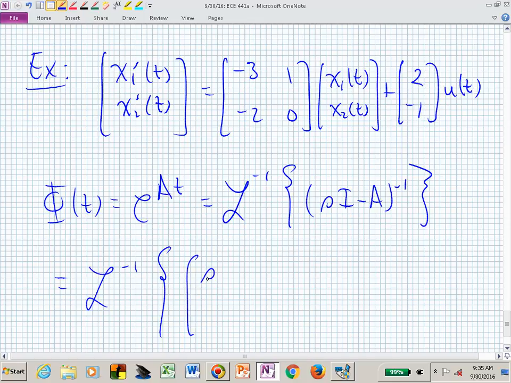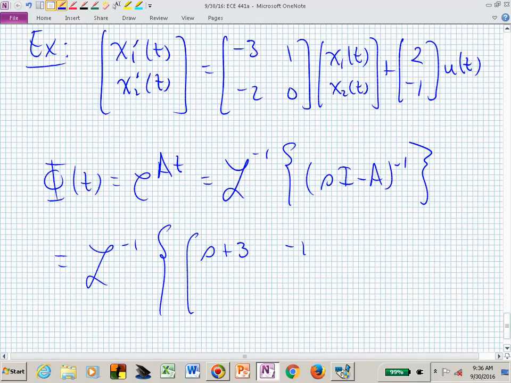I now have s in the 1, 1 entry, and now I have a minus 3, so that's s plus 3 in the 1, 1 entry. I have a 0 in my sI in the 1, 2 entry, and I'm subtracting 1. Do we see where these are coming from? Then in the 2, 1 entry, what do I have? I just have minus 2. And in the 2, 2 entry, I have s minus the A, which was nothing.